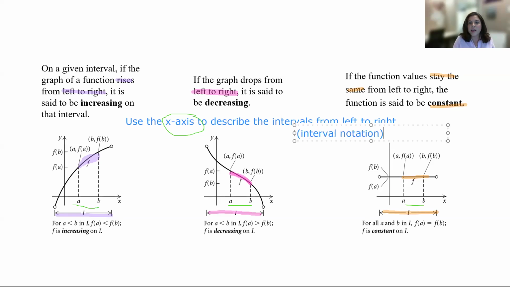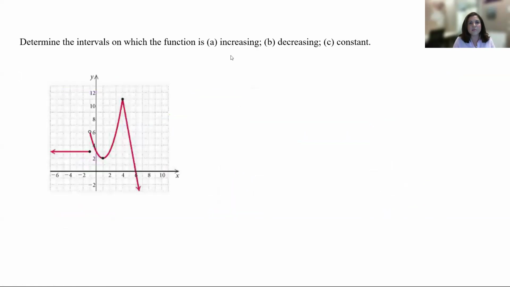And so let's go ahead and look at an example of describing this for some functions. Determine the intervals on which the function is A, increasing, B, decreasing, and C, constant. So I want to start again from left to right, and I'm trying to see, it's kind of like riding a roller coaster. When is the function going up, down, or staying the same? So from left to right, it looks like my function is increasing on this interval. See that? The function values are going up.